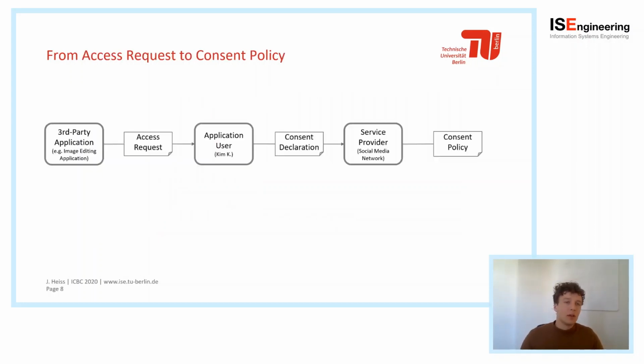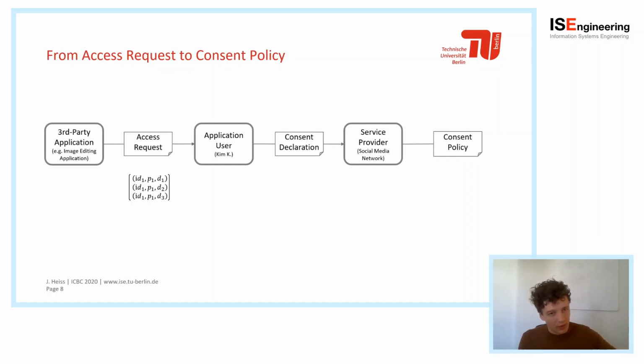Now, going back to our initial example, let's see what the technical representation of each of these artifacts looks like. So the third-party application, for each data item that it requests, must specify its identity and the purpose for processing, which is image editing.